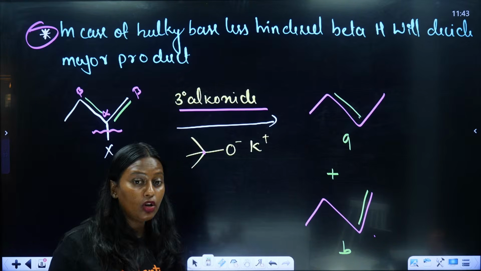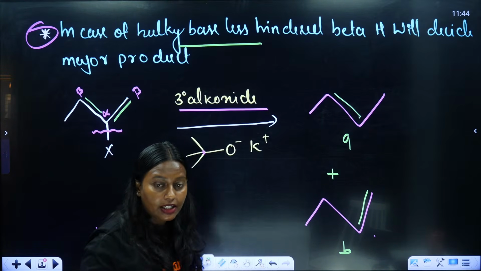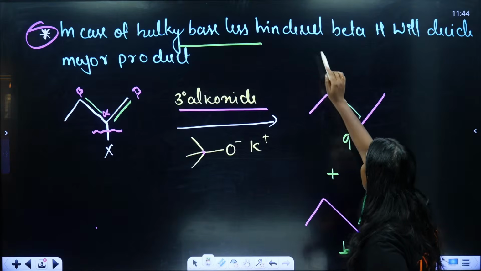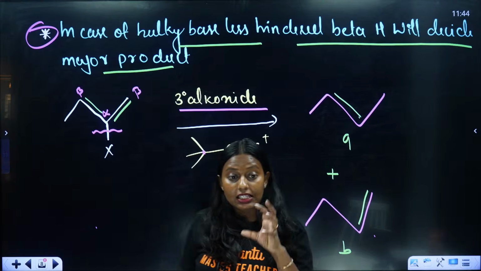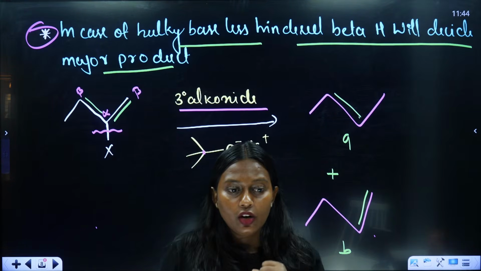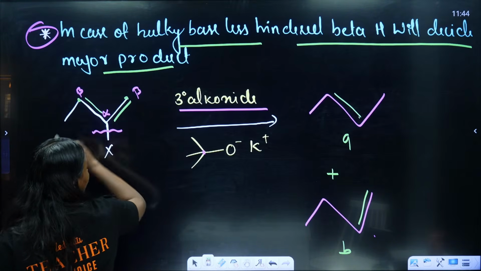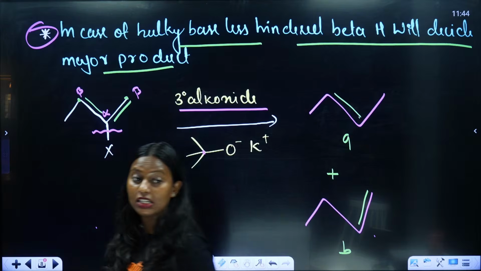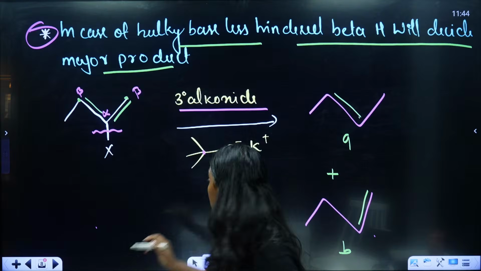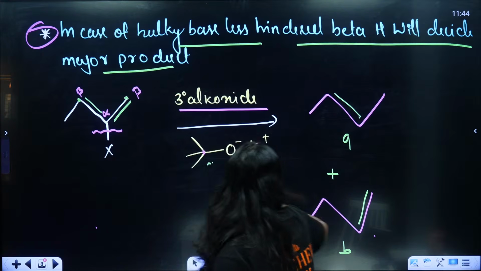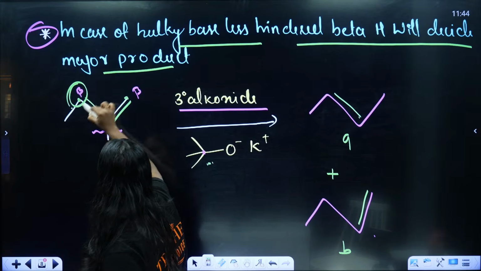Okay, so I will tell you. Here you can see, in case a bulky group is attacking, the less hindered beta will decide the major product. Here, this is one beta and this is another beta. Which beta is less hindered? The one with fewer carbons is less hindered. This is already one bulky group.